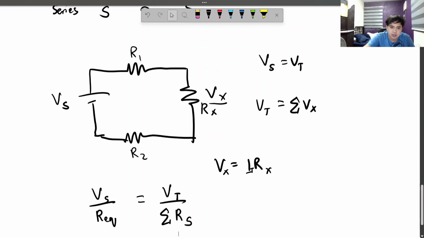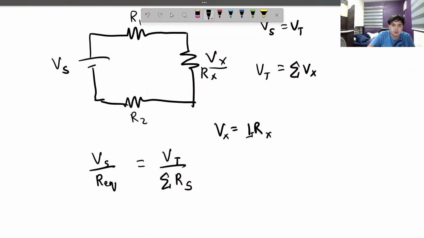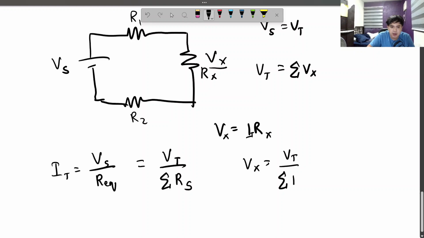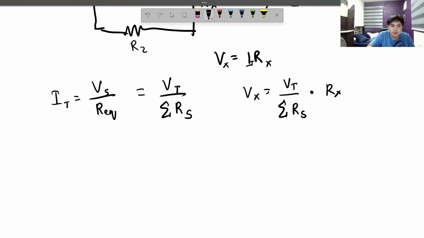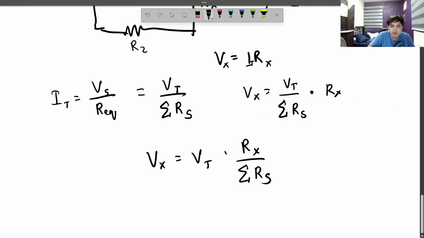So we know that this is the current. We need to multiply by the resistance Rx. So in order to get Vx, we need to get the IT, which is this. So it's going to be Vt over the sum Rs multiplied by Rx, or Vx equals Vt times Rx over the sum of Rs. This is the voltage divider law.